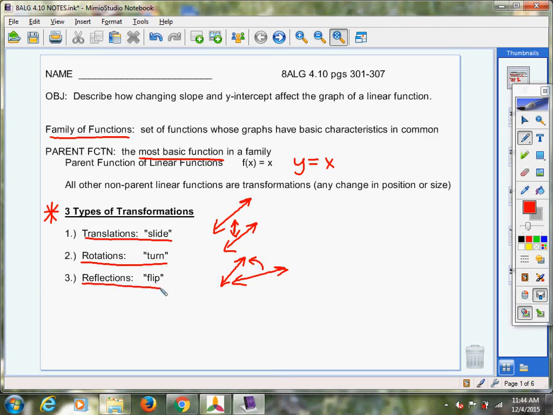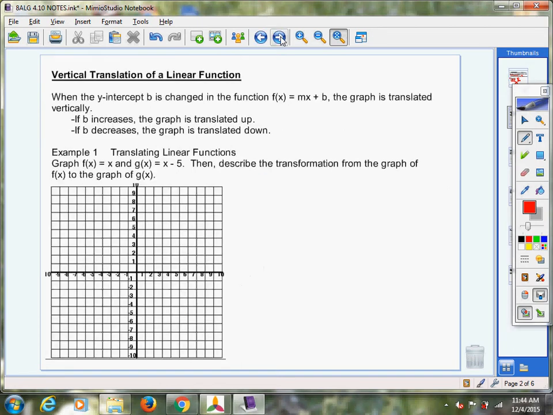And then a reflection is a total flip. If you draw the line this way, then if you flipped it over, it would literally form an X. It's really interesting. We can actually see these things algebraically. All right, let's flip to the next page.